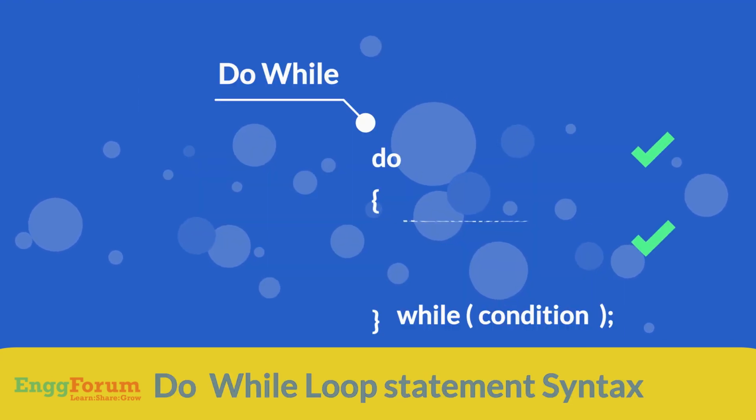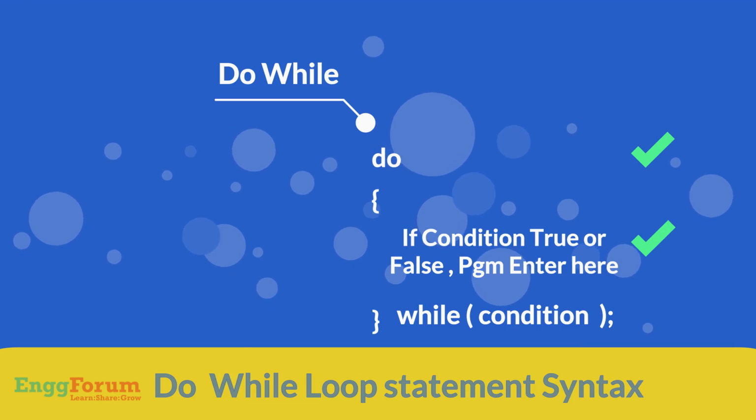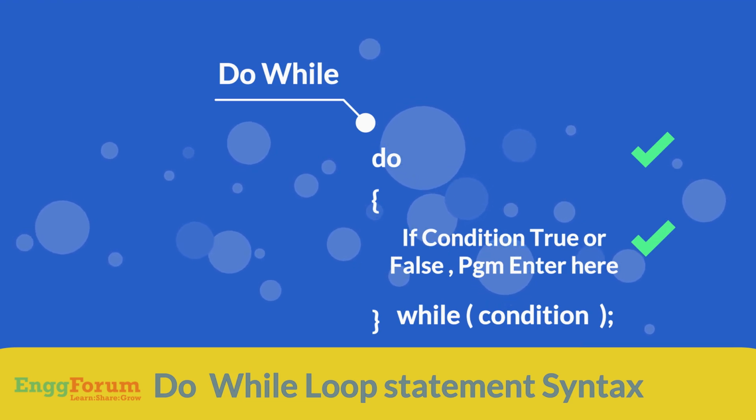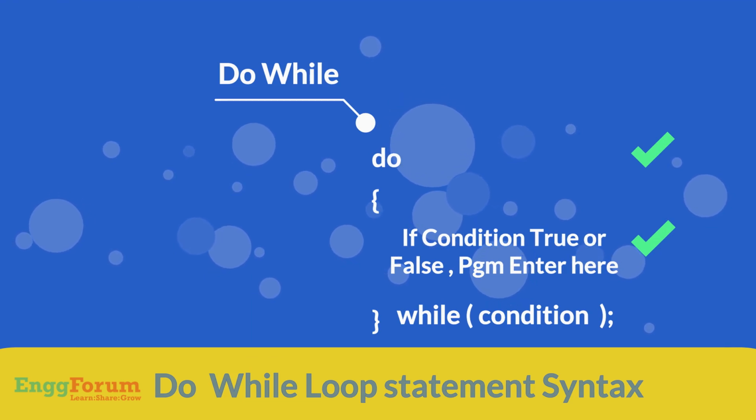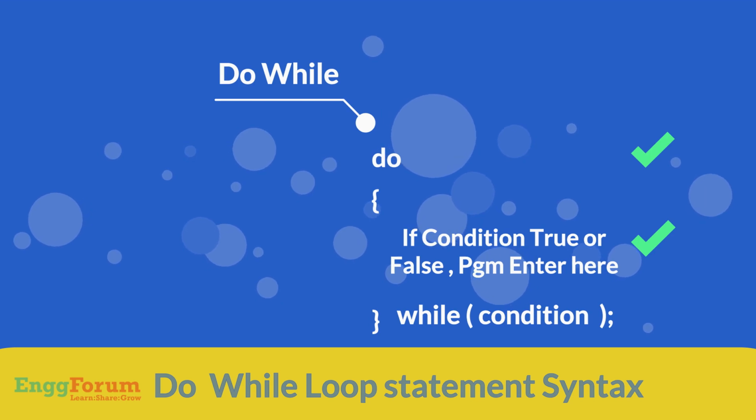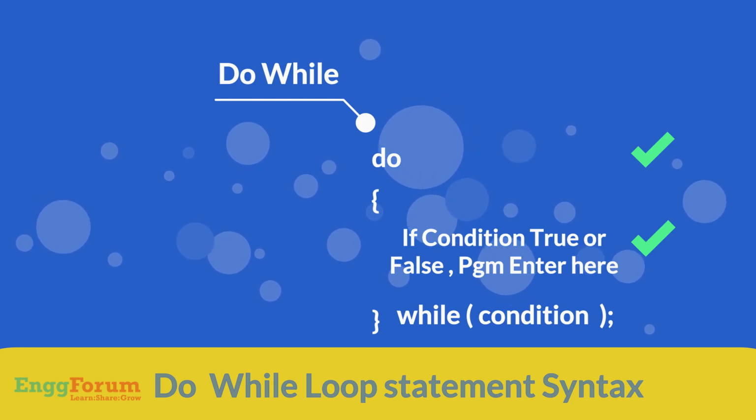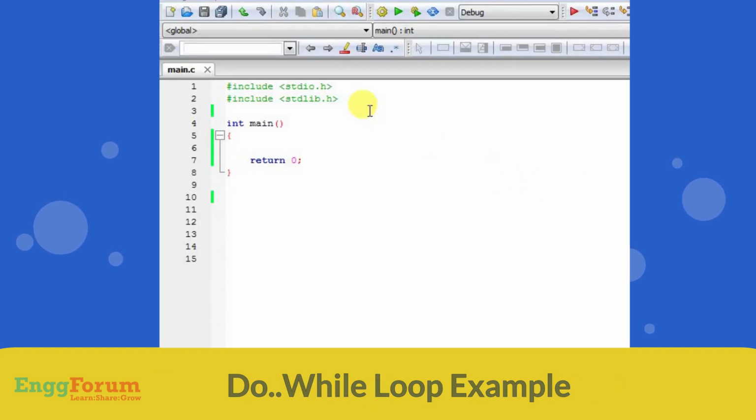Let's look into another loop statement, that is, DoWhile loop. In case of DoWhile, we have to check the condition, as we have done in while loop. But the difference is, the program will enter the DoWhile block at least once, even if the condition is false. Let's have a quick example.